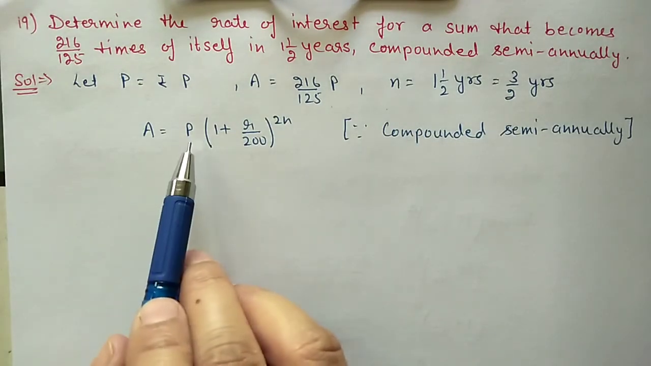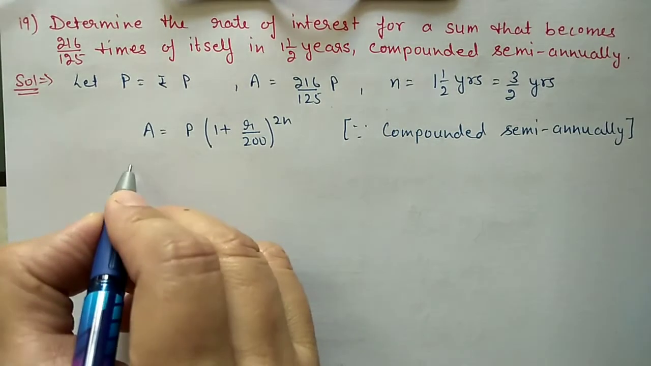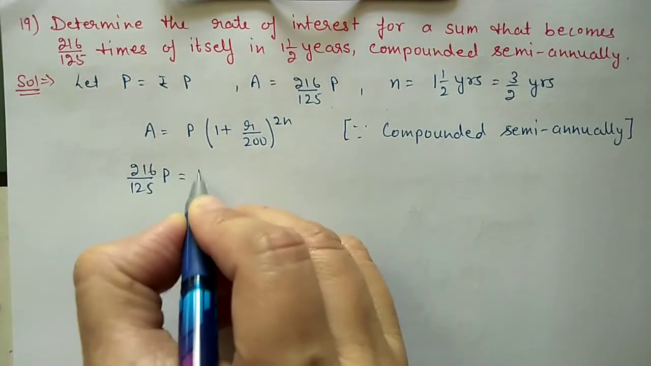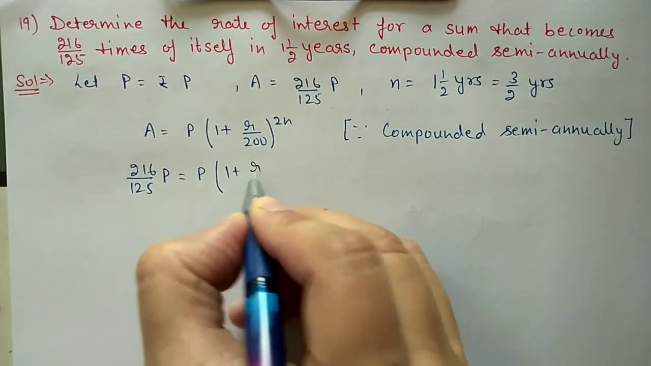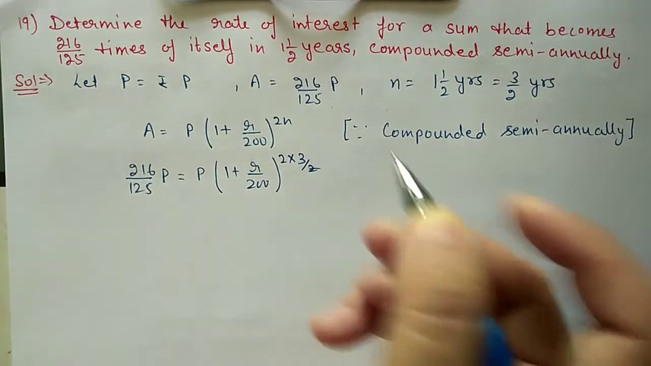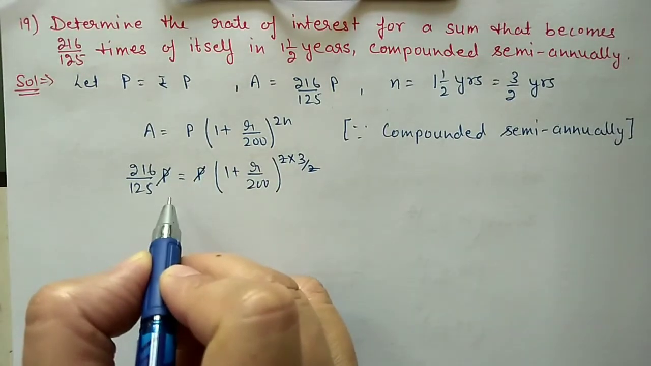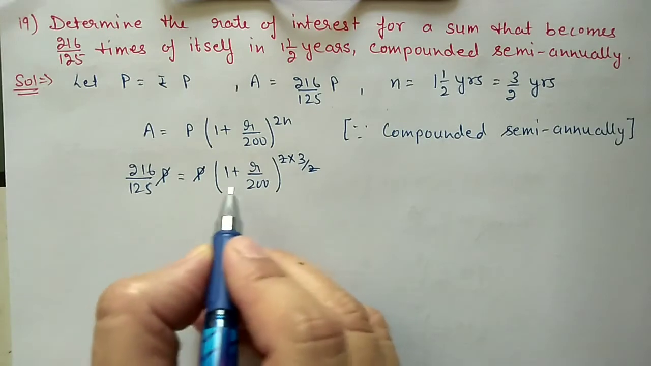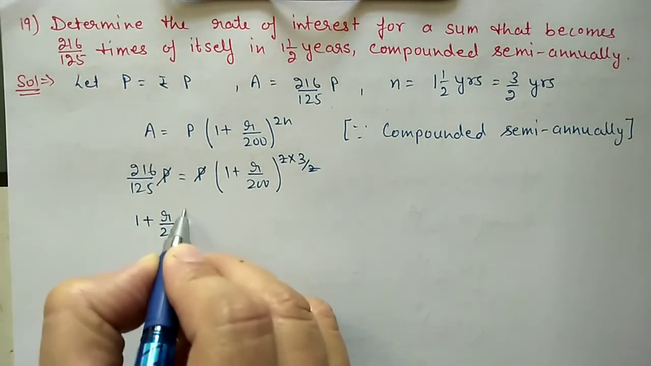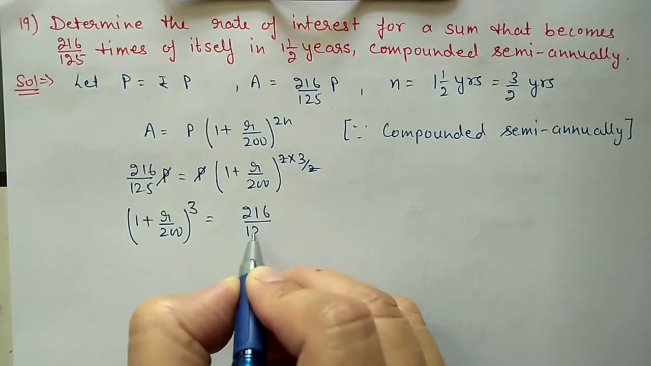A is equal to P 1 plus R by 200 to the power 2n. Now substitute the values. 216 by 125 P is equal to P 1 plus R by 200 to the power 2 into 3 by 2. So this 2 will cancel out, and P to P also we can cancel. If you shift, it will come for division and it will cancel out. Now both the sides we can interchange. 1 plus R by 200 to the power 3 is equal to 216 by 125.